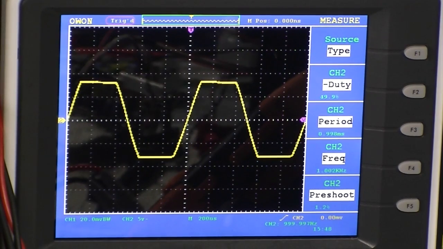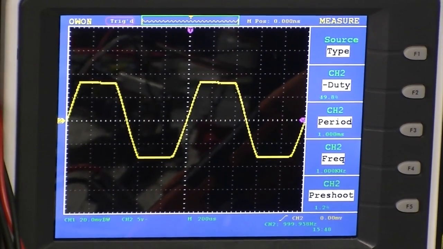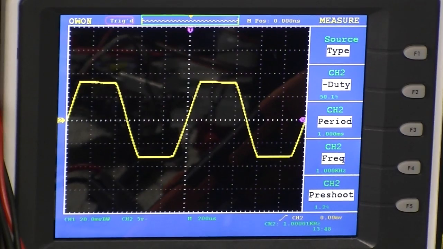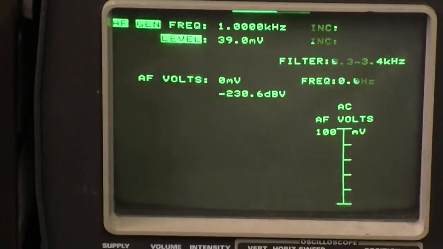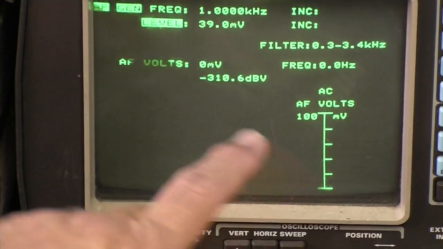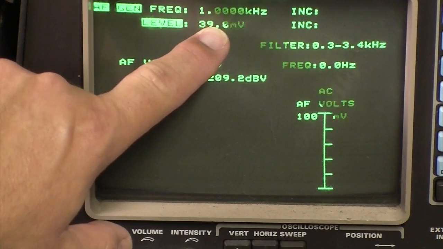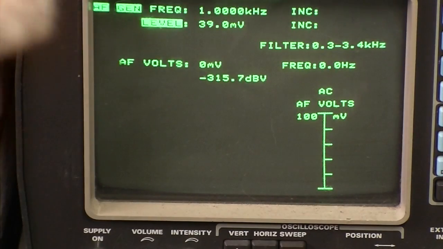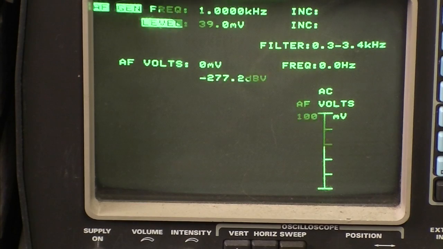within spec, but as you can see, the waveform's not brilliant. And if you have a look down at the generator there, you can see 39 millivolts now. And the watt meter's pretty much bang on 1.2 watts. So yeah, that resistor did make a difference and it did desensitize the amp.